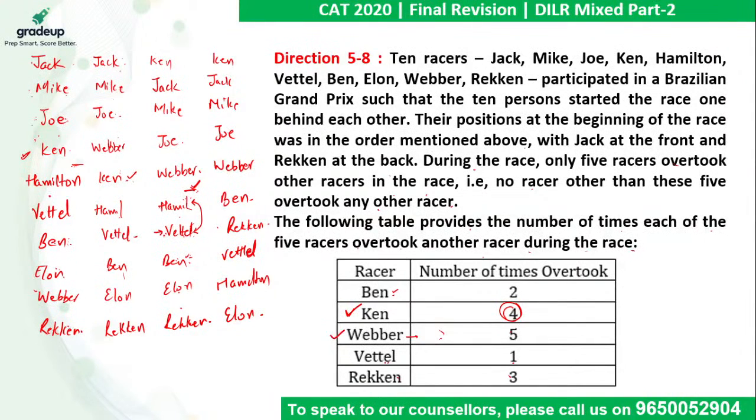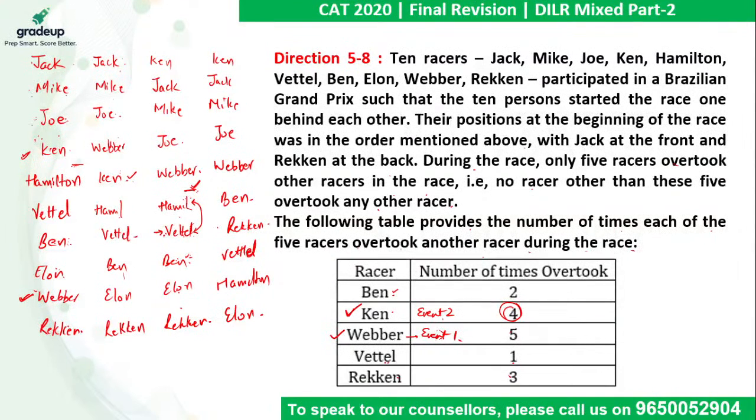So 1, 2, 3, 4, 5. The very first thing that must have happened is that Weber overtook Ken. So this is the first event, event number 1. When this has taken place, only after this can Ken overtake 4 people. This must be event 2.